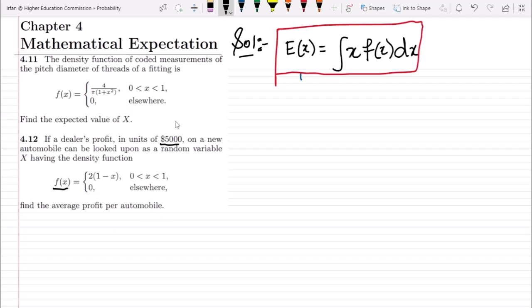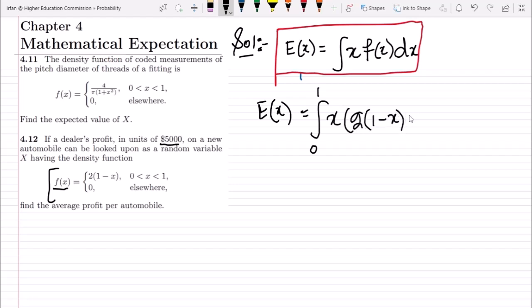In units we know the formula, so what do we have to do? We have to find the expected value of this random variable and then multiply the per unit profit over it. So let me find the expected value of this random variable, employing the same formula. Putting the limits which are 0 to 1, x times the value of the function, which is 2 times 1 minus x, and then dx. This is what we have.